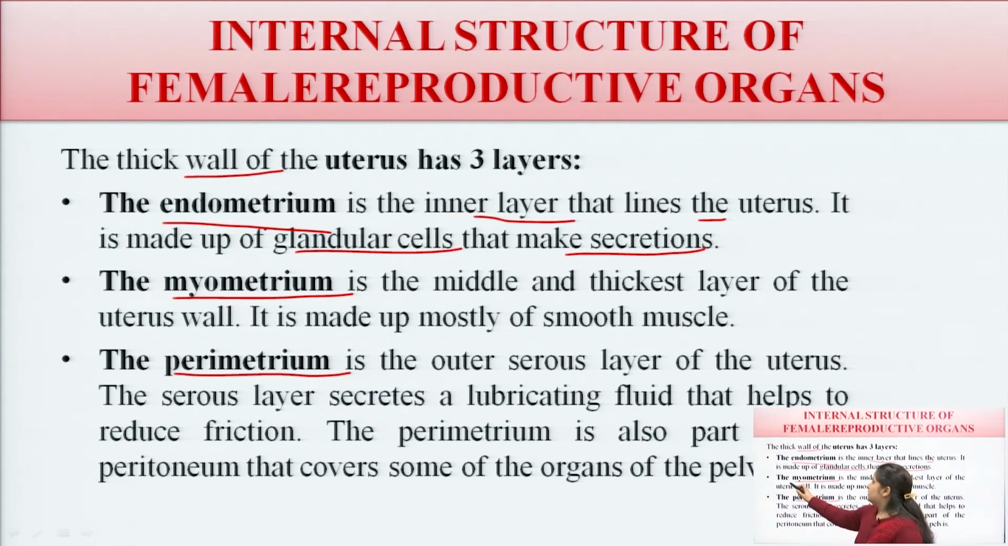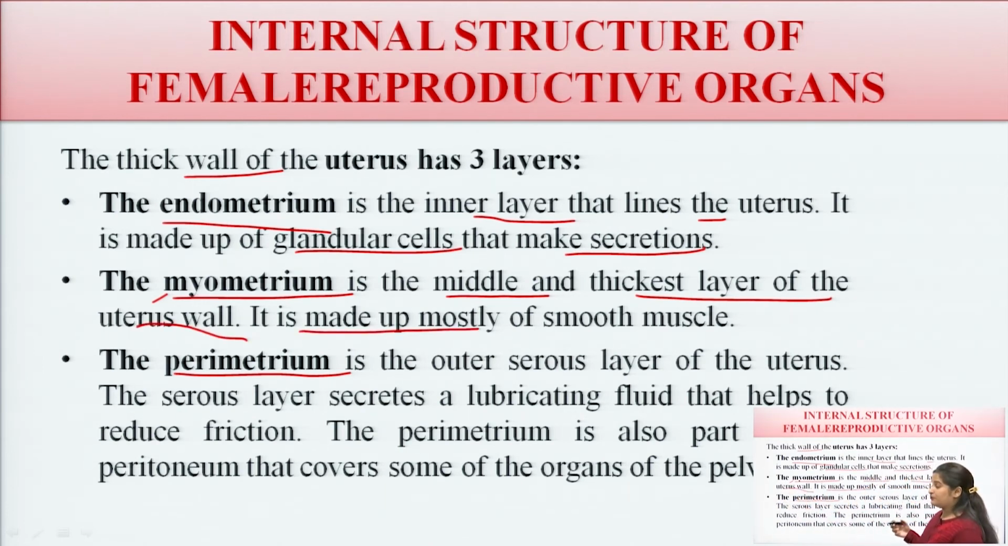And the myometrium, what is the myometrium? The myometrium is the middle and thickest layer of the uterus, and it is made up of smooth muscles. The function of smooth muscles is that they are uncontrolled, they are involuntary in nature.